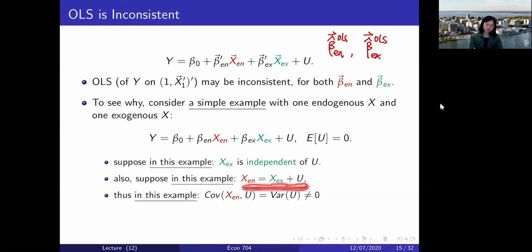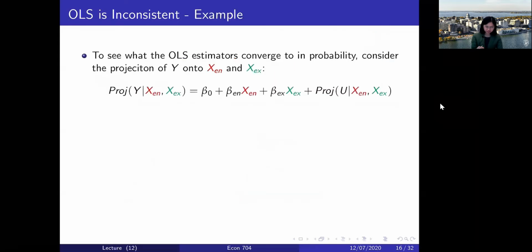So the endogenous variable is generated by the exogenous variable and the structural error in this particular way. So clearly, XEN is correlated with U. Now, we want to know if we run OLS regression of Y on these two, what are we going to get? What are the OLS estimators converging to in probability?